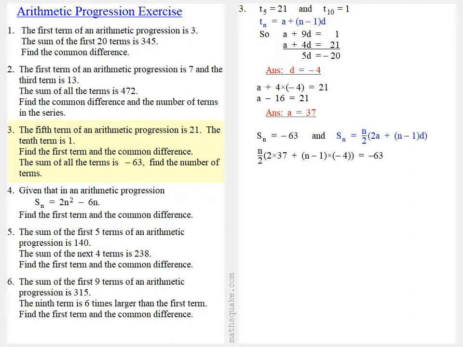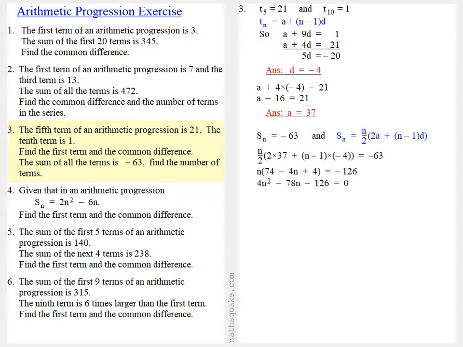If we double both sides and simplify, we have n into 74 minus 4n plus 4 is equal to minus 126, and we can write that as a quadratic equation, 4n squared minus 78n minus 126 is equal to 0.